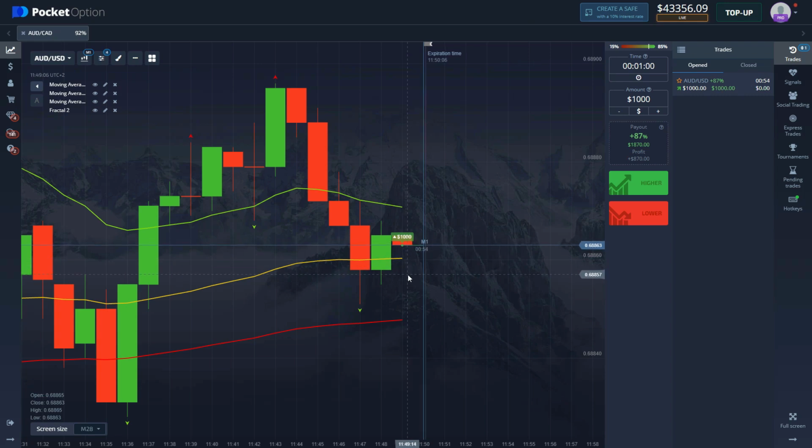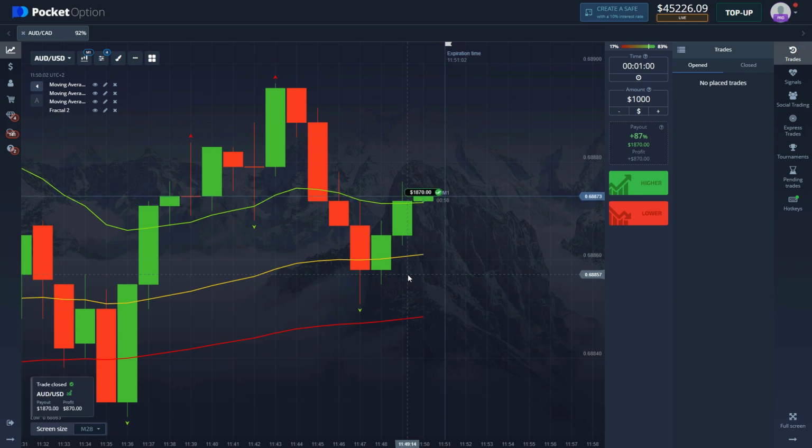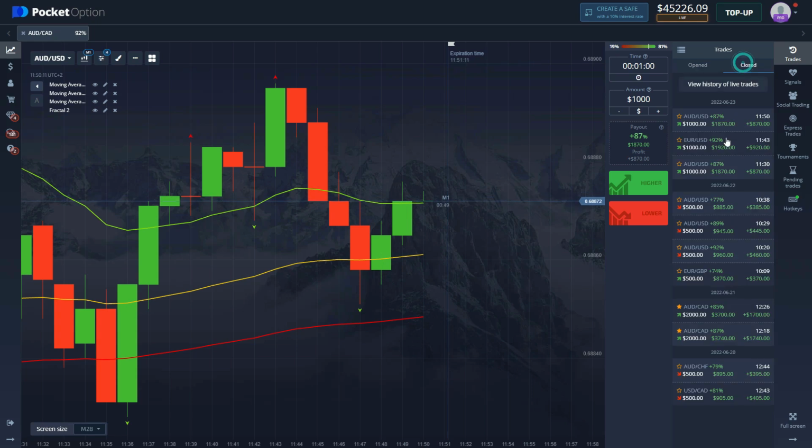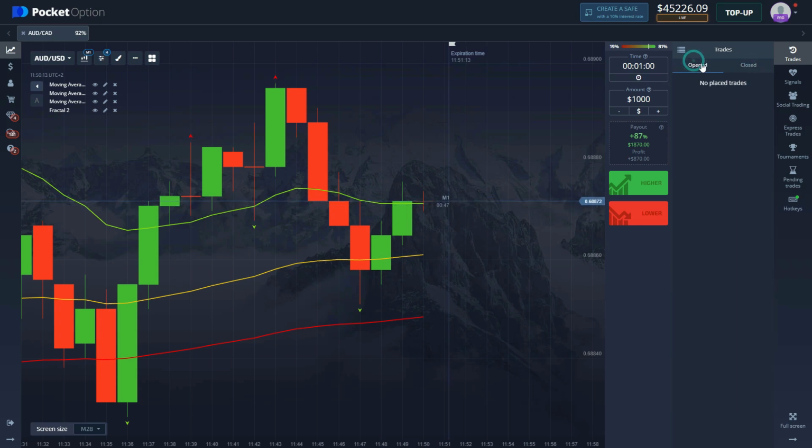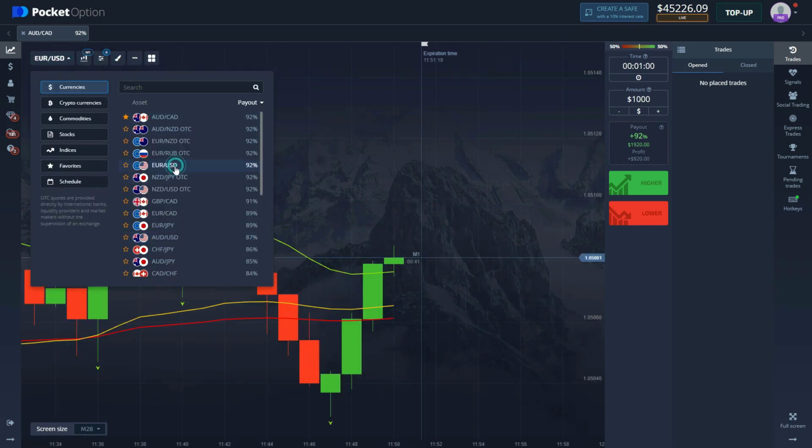Now let's skip ahead to the end of this 1 minute option and see what we got. Let's go. And just like that, we are finishing confident and securing ourselves a nice chunk of money, $870, just like that. So you can see the strategy is really good, and it is really easy to use. So absolutely anyone can just hop in, set up the moving averages, the fractals, and start monitoring the charts, the markets.